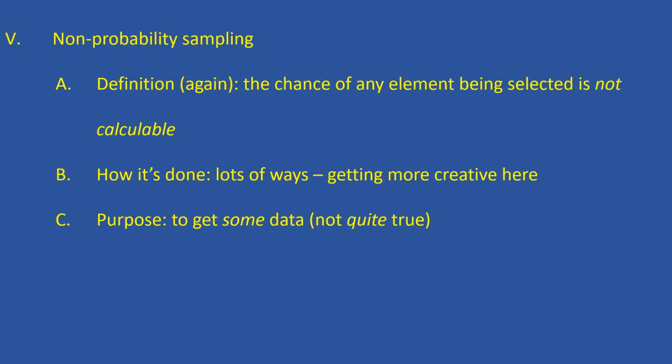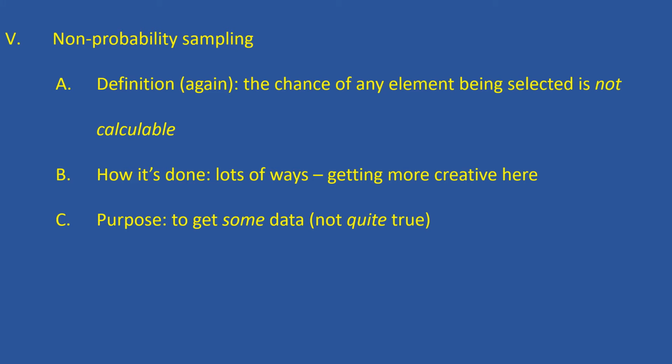Okay, non-probability sampling. Again, it's not calculable. You just don't know the chance of any element being selected. You're in the dark. Have you introduced bias? Probably, but maybe not. Maybe you've lucked out and yours is the one unbiased sample, but you don't know. Probably you've introduced bias, okay? More times than not. Do you know what the bias is? No, you don't. That's the problem with non-probability sampling.